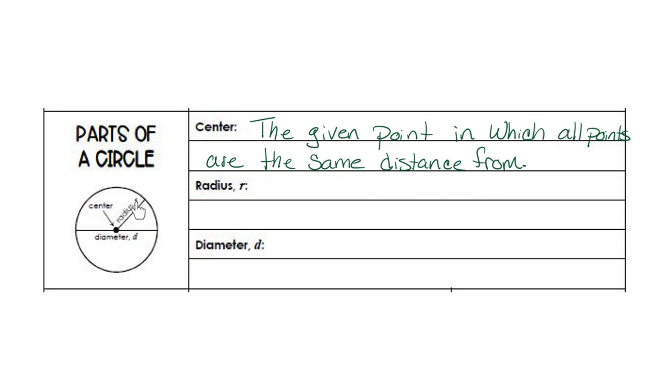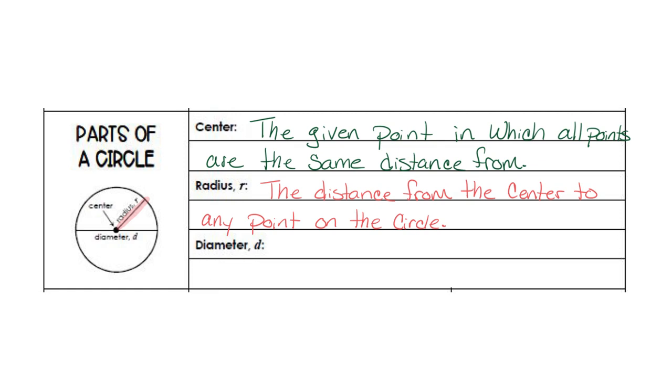So it's right here, and then all these points on the circle are going to be the exact same distance from this center. And the next point we have is the radius. The radius is the distance from the center to any point on the circle. So over here, I can get a red highlighter, this right here would be a radius because it is from the center to a point. So any line from the center straight to a point on the circle is going to be a radius.